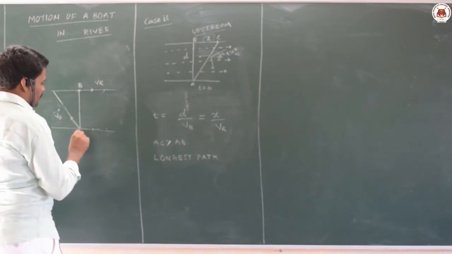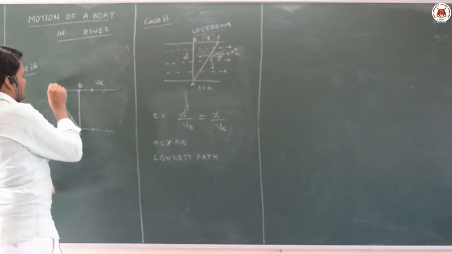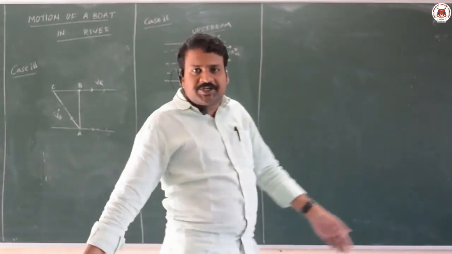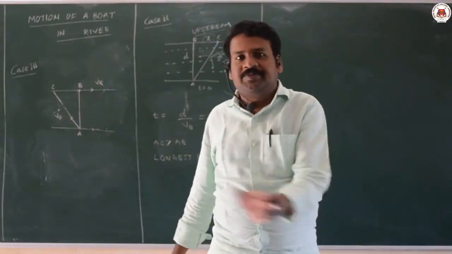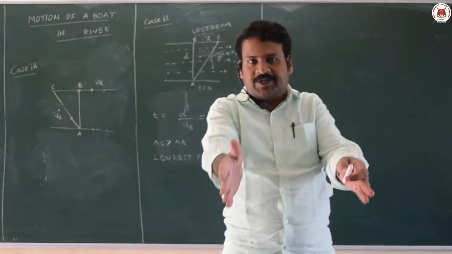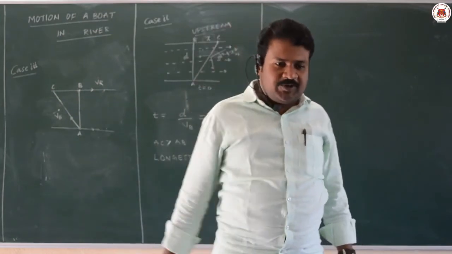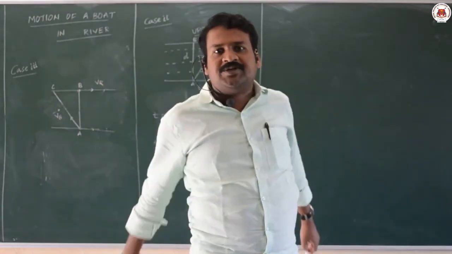This is A. You are heading towards another point, so this I will take as C. Okay, suppose you are going straight. What happens? Water is pushing you towards the right side, and finally you reach the right. So I want to go straight like this, but I reached the other side. So next time I will head towards this direction, and finally I will reach the straight direction.